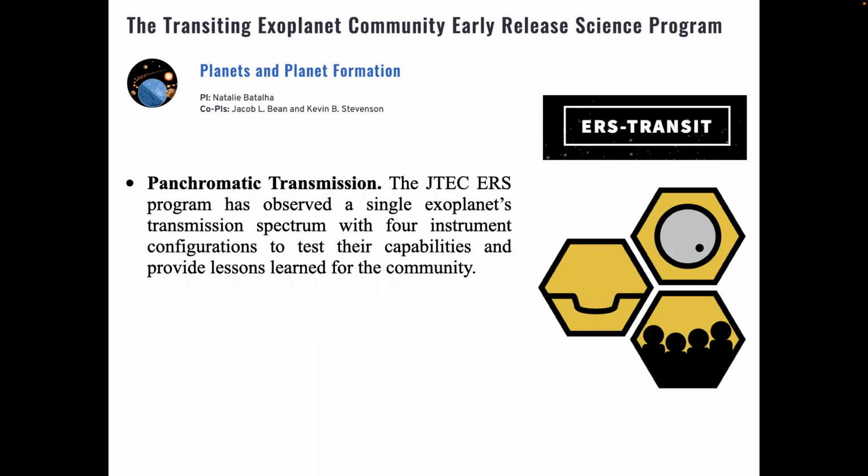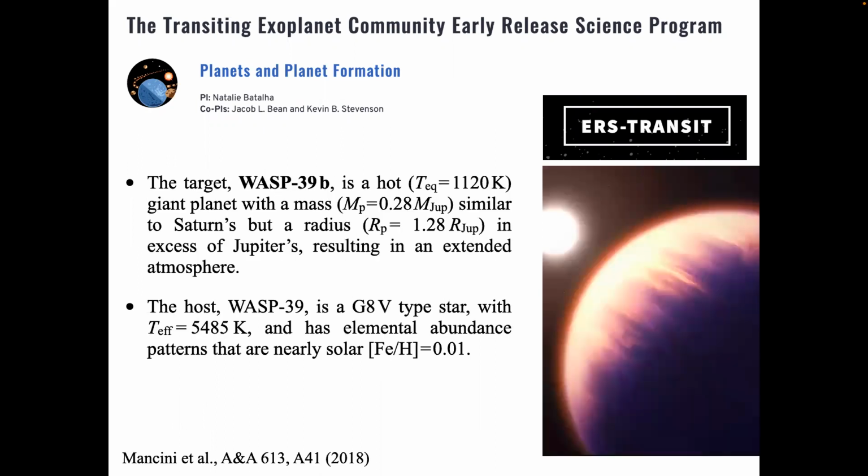So the first part is about the transmission spectrum using different instruments and different configurations. The target selected was WASP-39b, which we have studied very well in the last years. It is a hot giant planet with a mass similar to Saturn, but with a radius larger than Jupiter. That means that we expect an extended atmosphere, like a puffy giant planet. WASP-39b is orbiting a G8 main sequence star with elemental abundances very similar to the Sun.